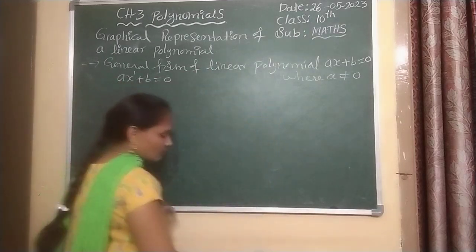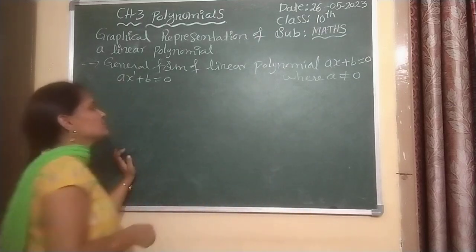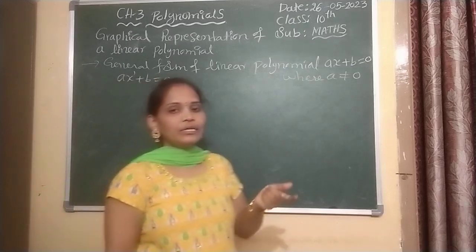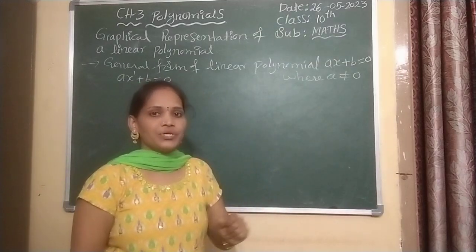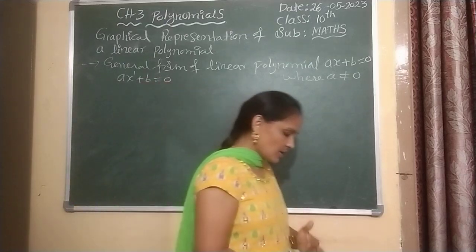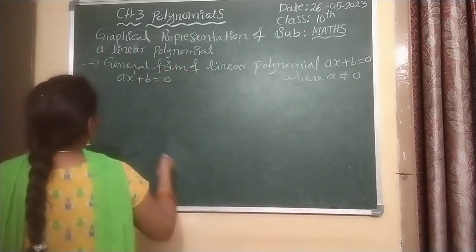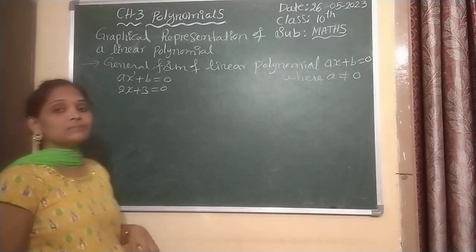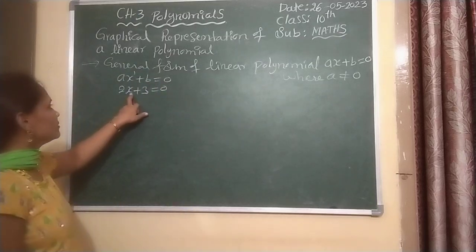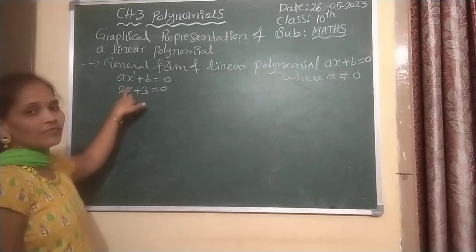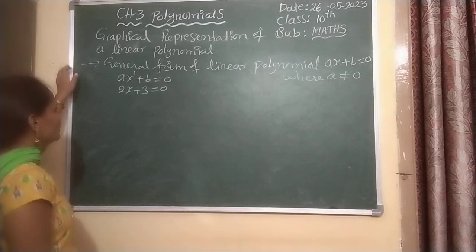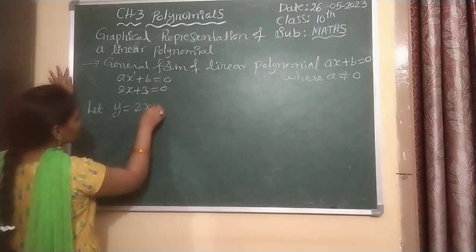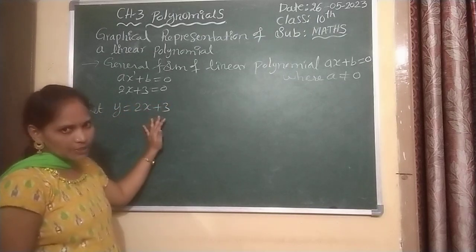Next is graphical representation. Through one example I will explain. Actually I said that for a linear polynomial the graph shows a straight line, right? So how will it be? One example: suppose I am taking the linear polynomial 2x + 3 = 0. This is a linear polynomial. Why? Because x power 1 is there. So it is linear. Now let y = 2x + 3.